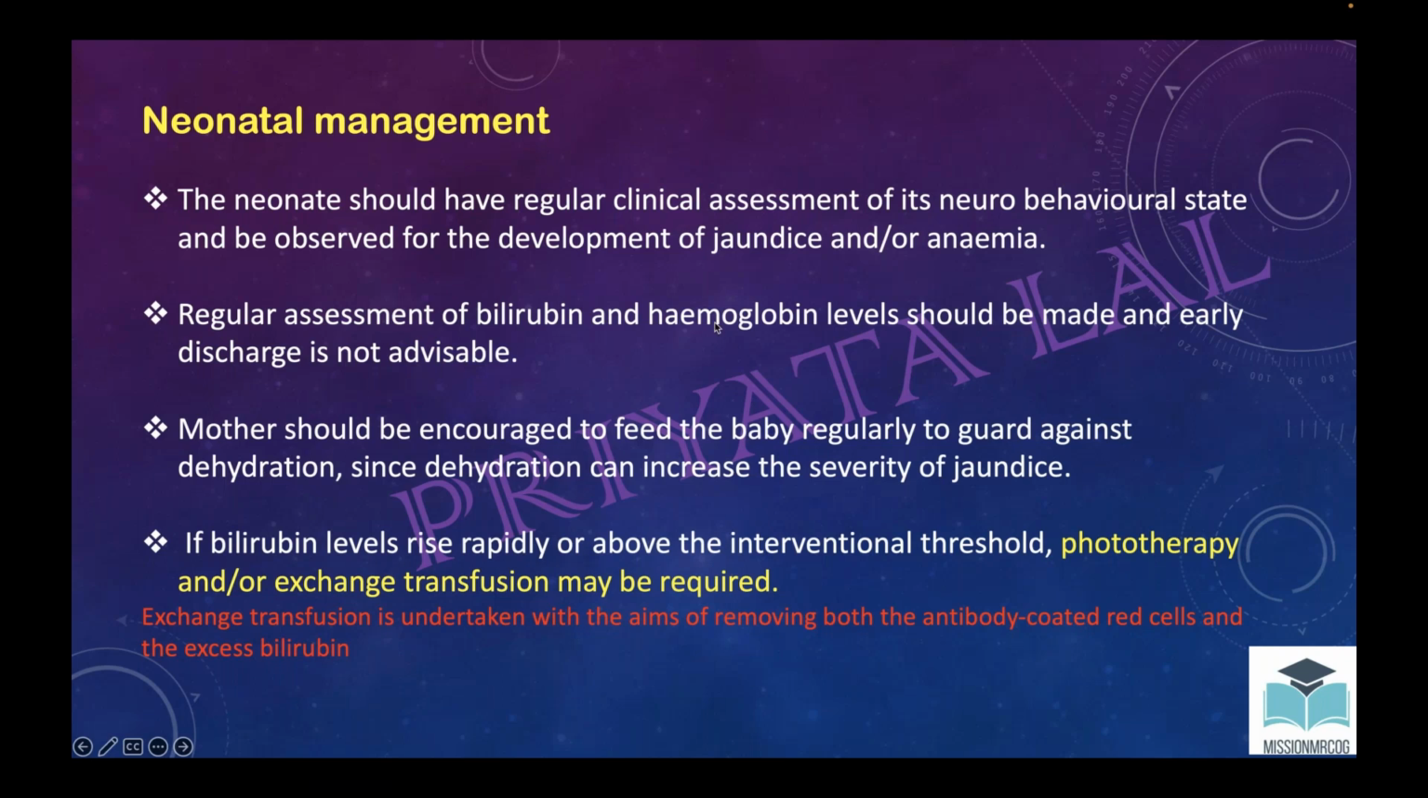A patient should not be discharged early. The mother should be encouraged to breastfeed the baby to avoid dehydration, because if dehydration is there, then there would be increased severity of jaundice. If the bilirubin levels are rising rapidly, or they are above the interventional threshold level, then consideration for either phototherapy or exchange transfusion may be required. Apart from this, like exchange transfusion, why are we doing that?